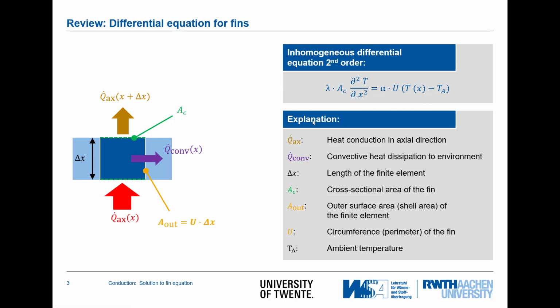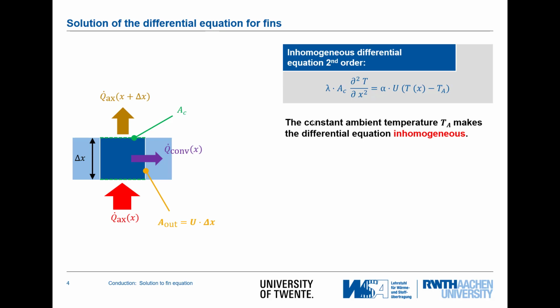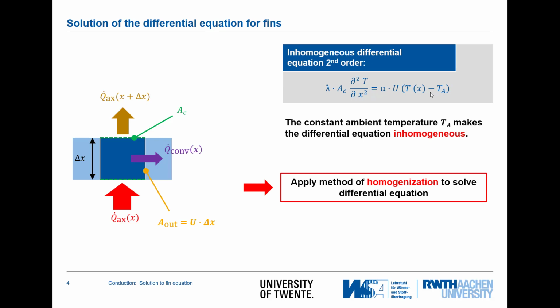But how can we solve this differential equation? First of all, we have a problem because the differential equation is inhomogeneous. Why? We have here this T_A, which gives alpha times u times T_A with a negative sign, but this doesn't really matter. The most important part is that this is an inhomogeneous differential equation that we cannot solve so easily. In order to have a solution approach, we will use the method of homogenization of the differential equation to get rid of this nasty little constant parameter.